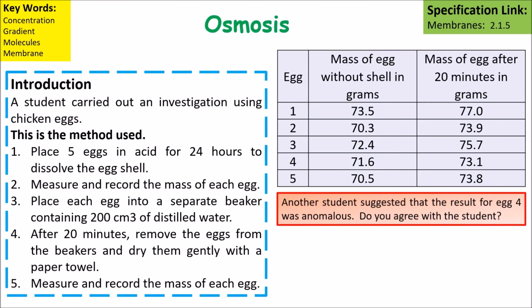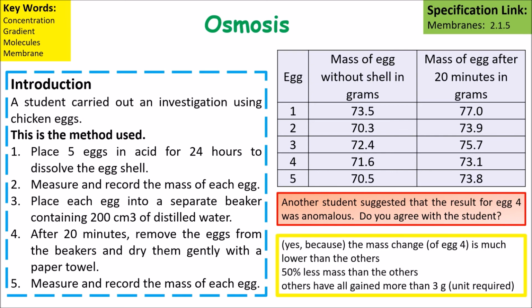Another student suggested that the result for egg 4 was anomalous. Do you agree with this? We look at those results. We would agree because it's much lower than the others. So we can discount that because it doesn't follow the pattern.